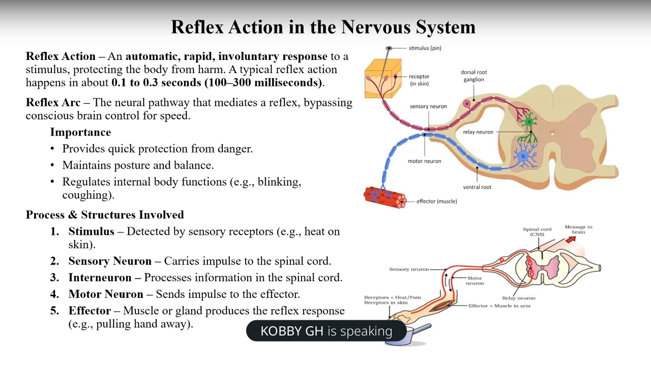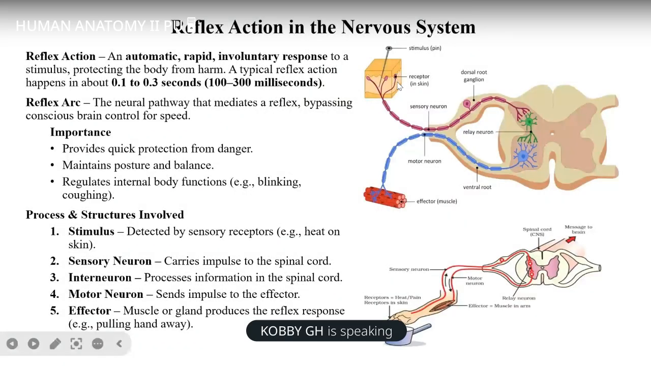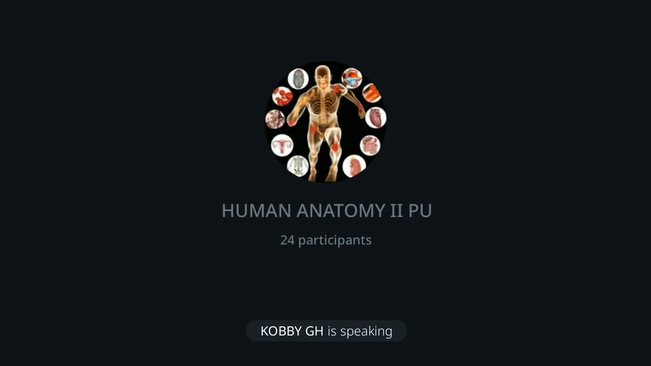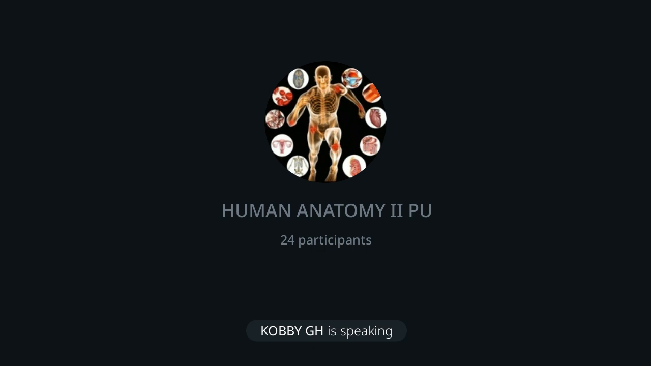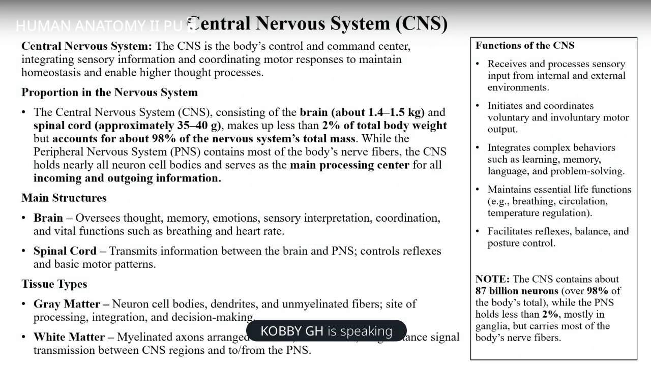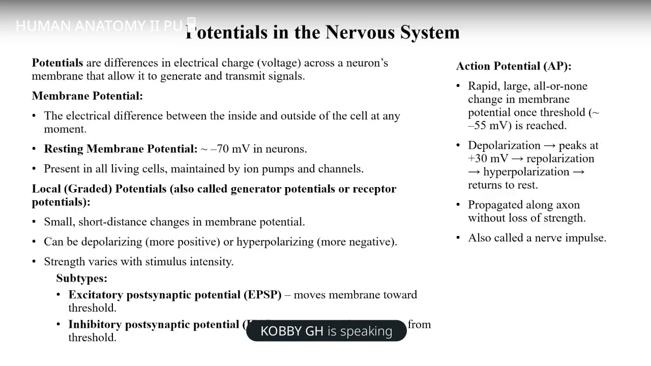Okay, so basically that is it for reflex action. At least know the structures involved: the stimulus, the receptors. The receptors are connected to the sensory neuron, connected to the relay neuron, connected to the motor neuron, connected to the effector. Okay, that is fine. That is it for reflex action.